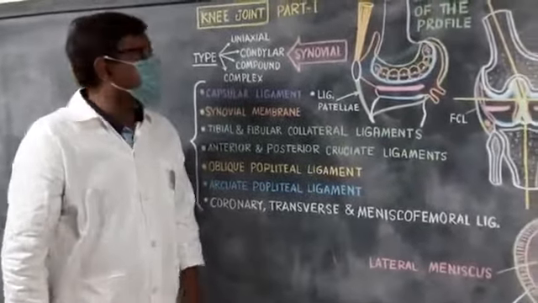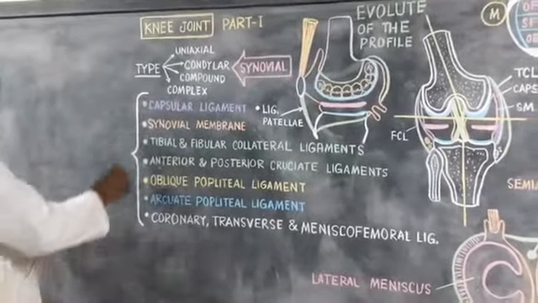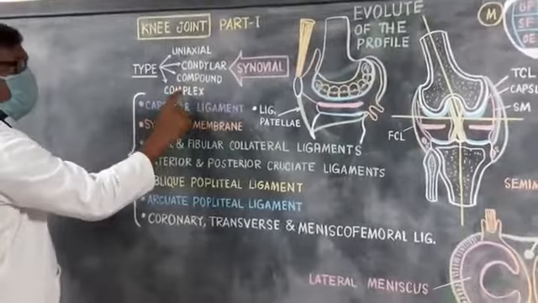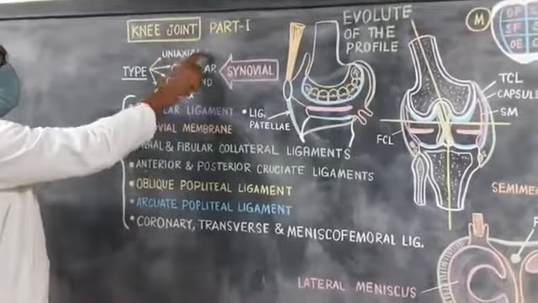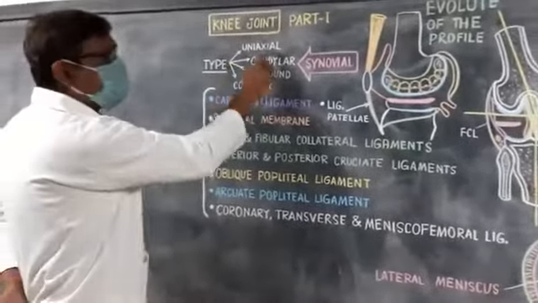Good morning, students. Today our topic is knee joint. Knee joint is uniaxial, condylar, compound and complex variety of synovial joint. It mainly moves on transverse axis, so it is known as the uniaxial joint.